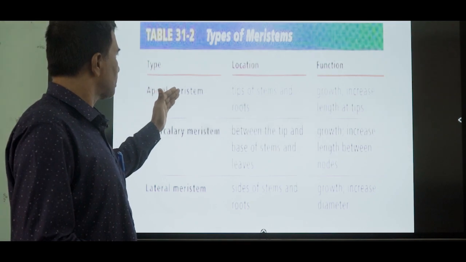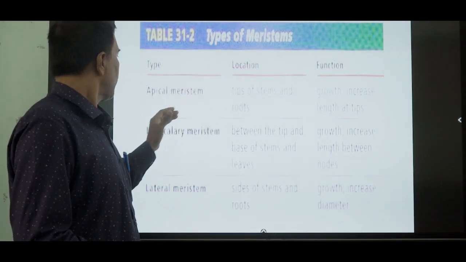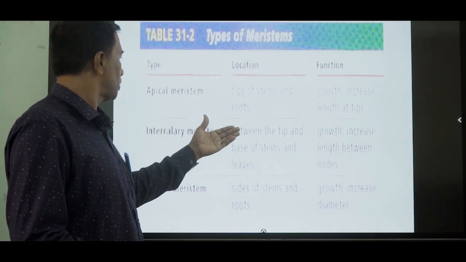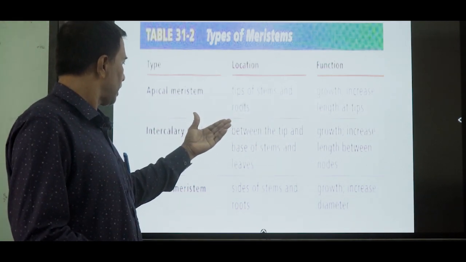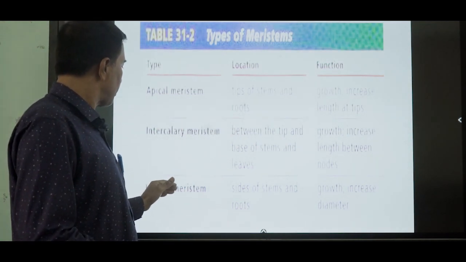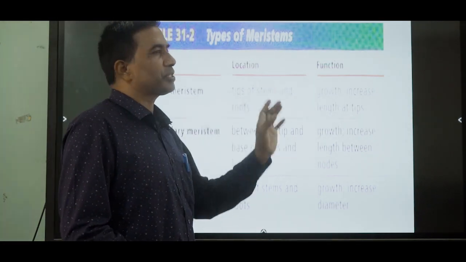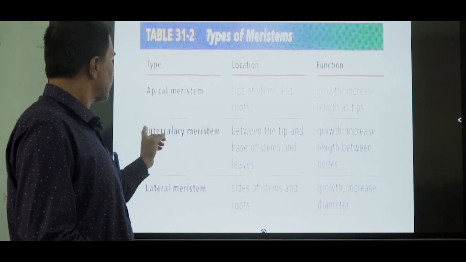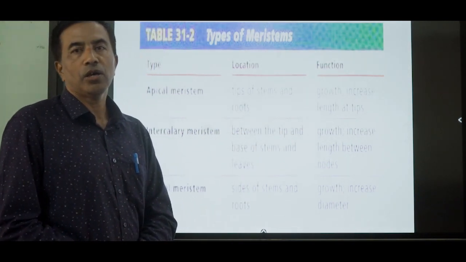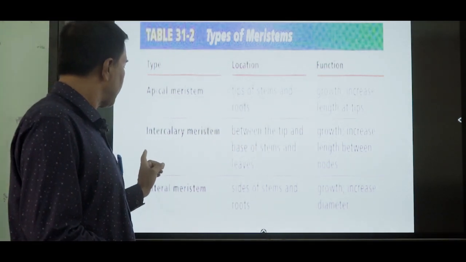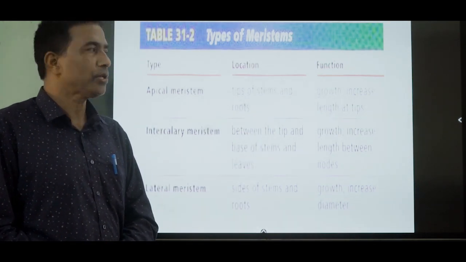That means the apical meristem is present at the apex, the intercalary meristem is present at the base of the node and in between the nodes, and the lateral meristem is on the side of the stem. So the apical meristem's function is growth in length, the intercalary meristem's function is to provide mechanical strength, and the lateral meristem's function is secondary growth.